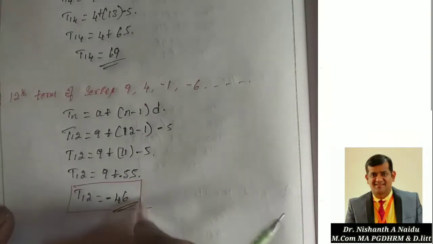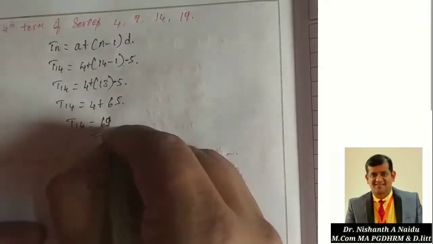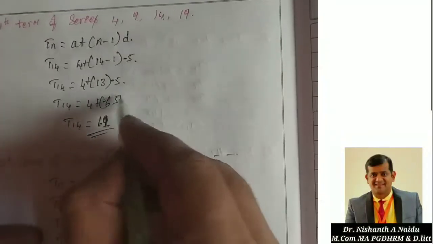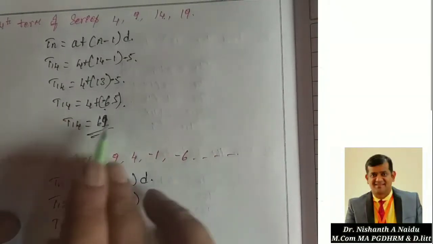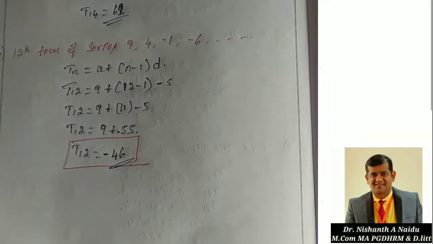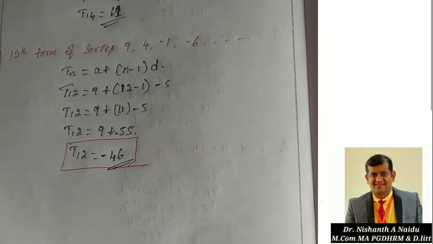So I think I have made a mistake here. It should be minus 55 plus 9, so minus 46 is the answer. Correct, minus 46 is the answer for this. See, these are all the small things we should keep in our mind while solving the problem. Otherwise, we might face a problem. Okay. So, few more problems, then we'll wind up the session. So, 10th one is done. Let us move to the 11th one.